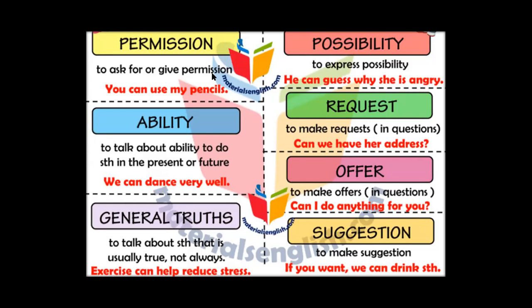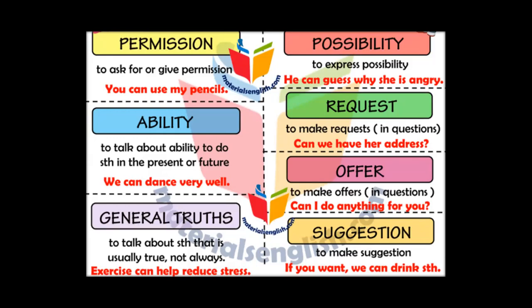Ability. To talk about the ability to do something in the present or future. We can dance very well. Okay, this is like the most common and the easiest. Esa es la más fácil de identificar. It's when we say that we are able or not able to do something, right? Es cuando decimos que podemos o no podemos hacer algo que está dentro de nuestras habilidades. Okay, we can dance or we can't dance.